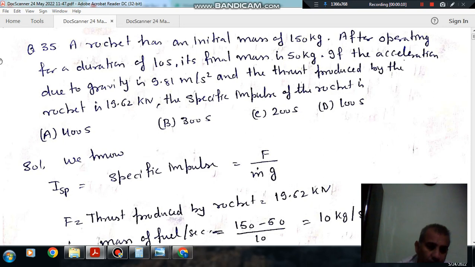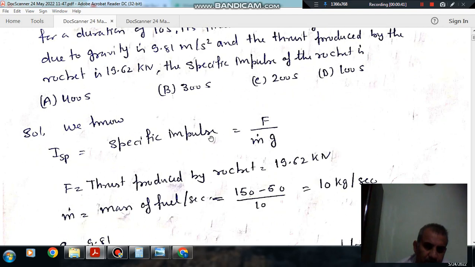The question number 45 (35): A rocket has an initial mass of 150 kg. After operating for a duration of 10 seconds, its final mass is 50 kg. Acceleration due to gravity is 9.81 meter per second square. The thrust produced by the rocket is 19.62 kilonewton. The specific impulse of the rocket is: option A 400 second, option B 300 second, option C 200 second, option D 100 second.